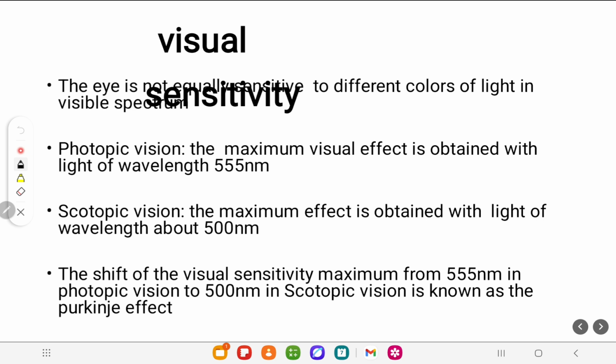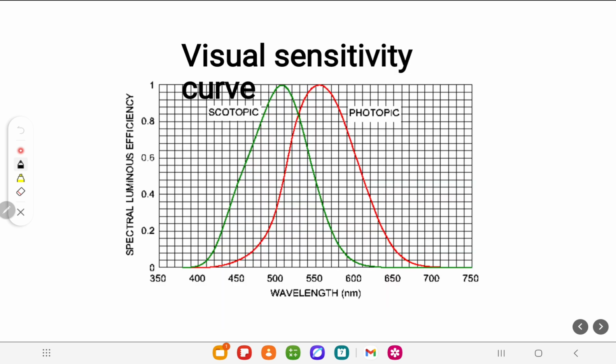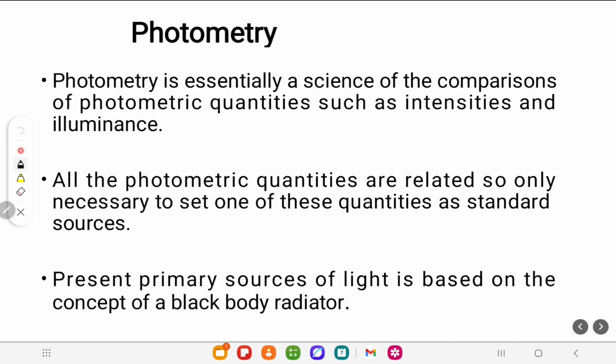So, visual sensitivity: the eye is not equally sensitive to different colors. Okay, so the maximum sensitivity in photopic condition is 555 nanometer, and in scotopic condition 507 nanometer, as we know. The shift from photopic to scotopic is known as the frequency shift effect. We know it. This graph we can see in a visual perception book. So the maximum sensitivity in scotopic is 507, and in photopic is 555. So photometry is an essential science.